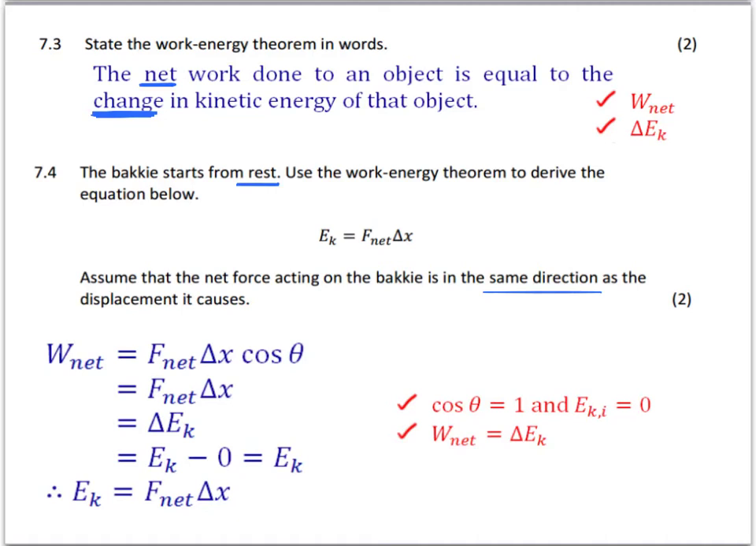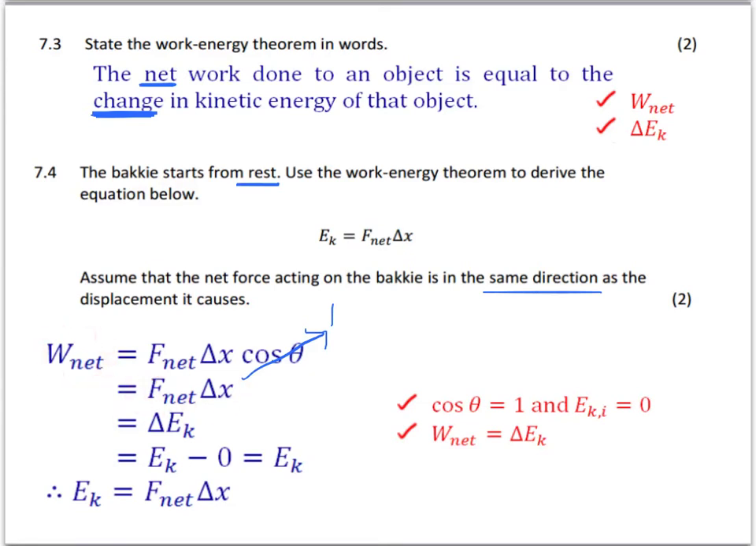So, starting off, here we have the net work done is equal to net force multiplied by displacement multiplied by cos theta. That's from the definition of work, and that's a formula straight off your formula sheet. Cos theta falls away because the force and the displacement are in the same direction, so theta is equal to 0 degrees, and cos of 0 is equal to 1. So we simply have that the net work done is net force multiplied by displacement.